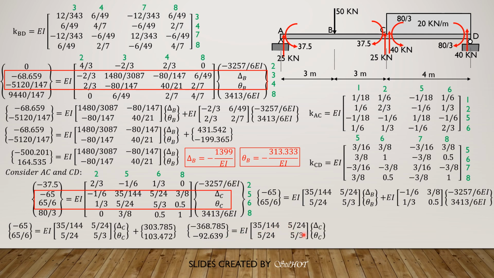Then this 2 by 2 matrix times delta B, theta B. Consider this as the first equation, second equation. So solving these two equations simultaneously, or you may invert the 2 by 2 matrix and multiply by this force matrix, then we can compute delta C, which is equal to 1646 over EI, and theta C rather is equal to 150.167 over EI, which is the same answer as before.